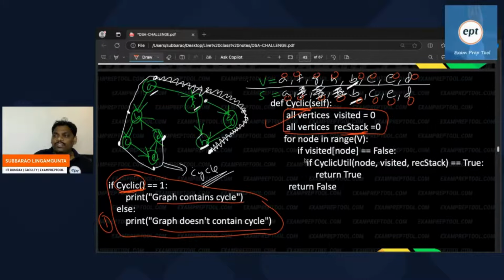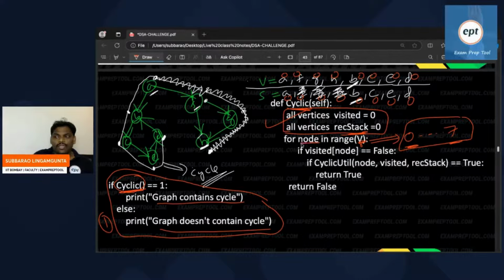Now what you do is take one for loop. Everyone listen, take one for loop in the range of V. Suppose the number of vertices is 8. So for node in range V, that is 8, the number of vertices is 8, then it will go from 0 to 7. It will repeat from node 0 to node 7.